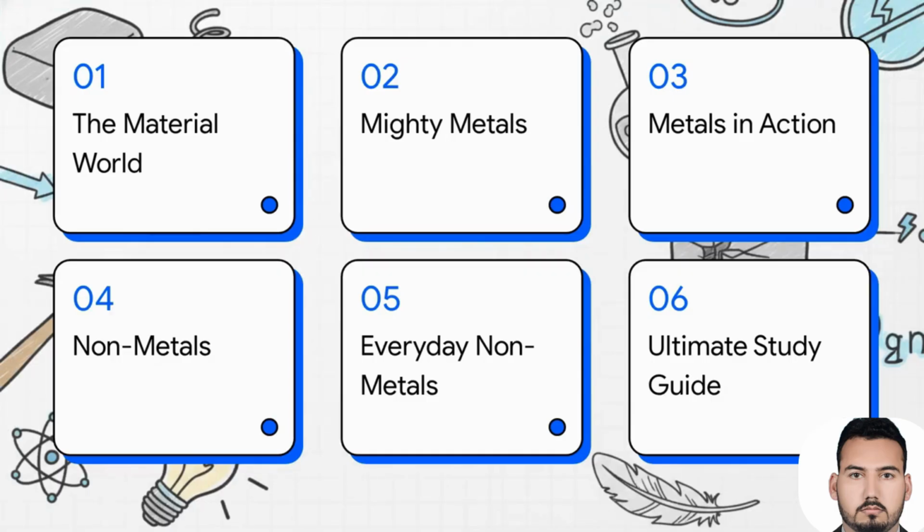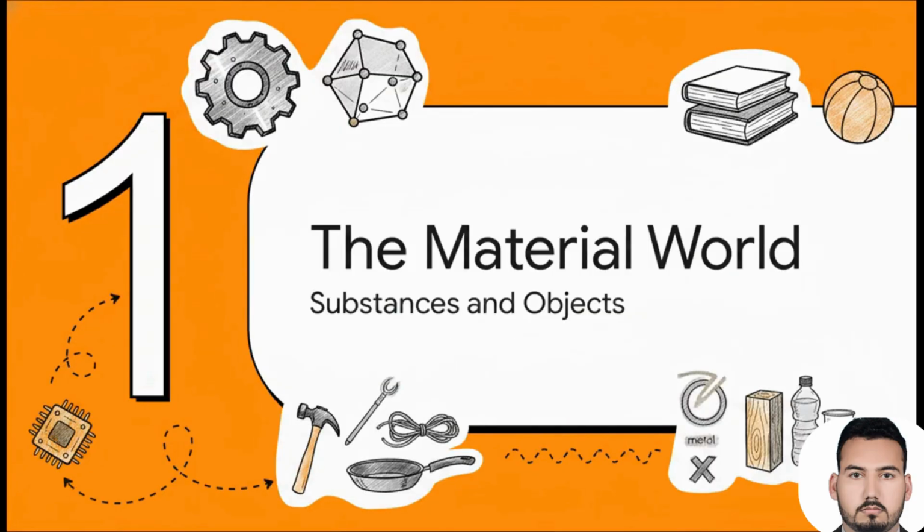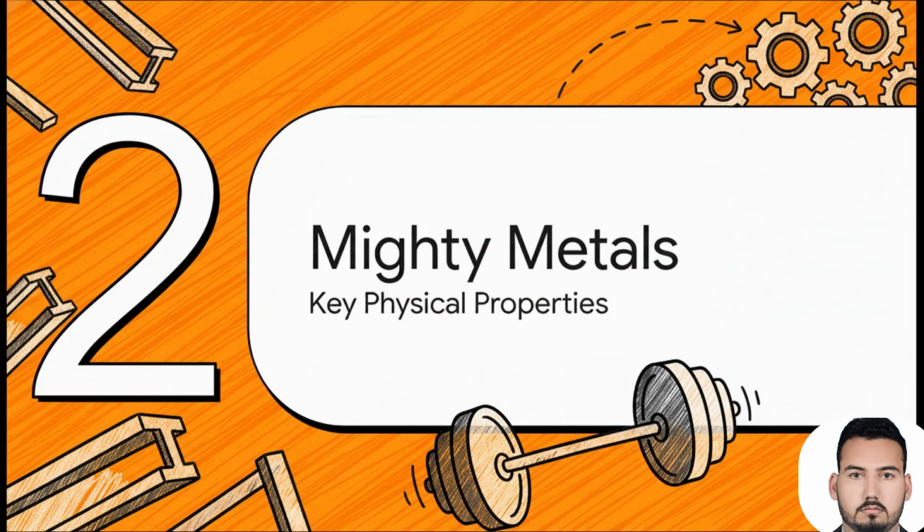So here is our game plan for today's explainer. We'll start with the material world, move into mighty metals and their real-world uses, contrast those with the complete opposites in non-metals, and finally, we'll bring it all together to build that ultimate study guide. Let's get started. Part 1. The material world. Moving right into Part 2, mighty metals and their key properties.